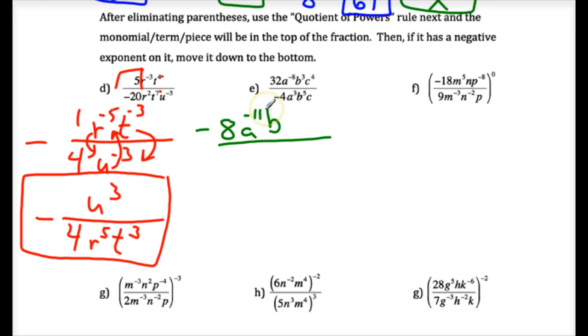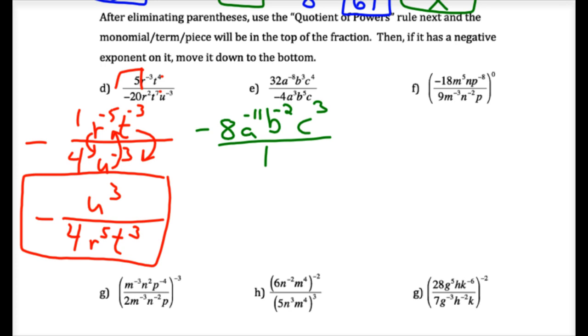Sarah, keep going. B to the negative 2, C to the third, over 1. What's still at the bottom, guys? 1. The only reason I'm putting that there is because I've got to drop some things down, and just to show that it's a fraction, because the fraction line is still there.